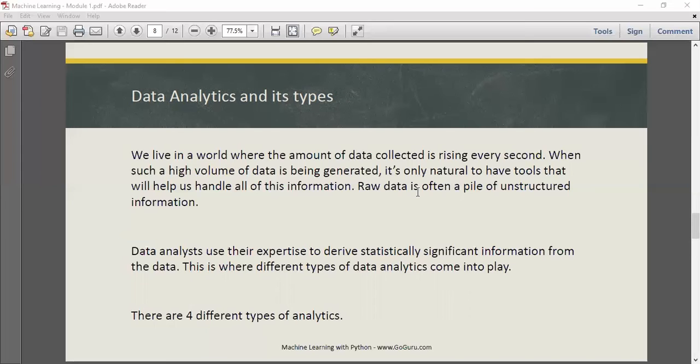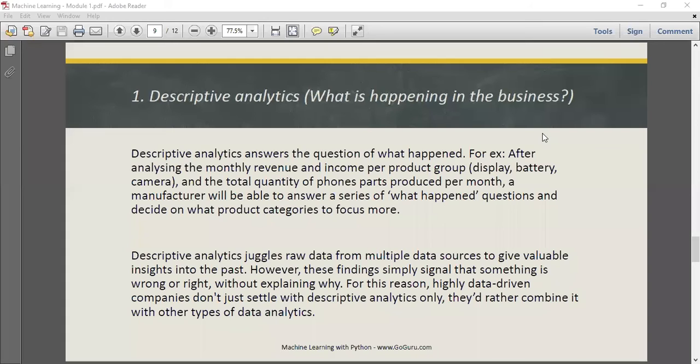In order to do analytics, we have 4 different types of analytics. The first one that we'll be looking at is descriptive analytics. Descriptive analytics is something that tells what is happening in the business. After you process it through an algorithm, it tells what is happening. That's all. It doesn't explain the reason why. And the information that we find out, sometimes it could be right or it could be wrong. That is why we need to combine descriptive analytics with the other 3 analytics to find meaningful information.